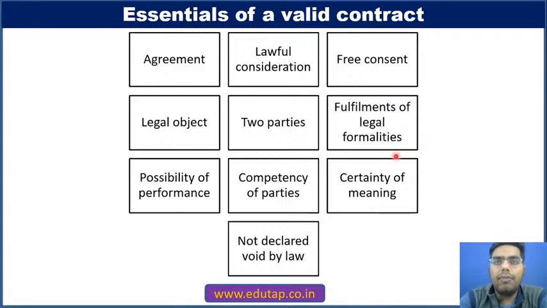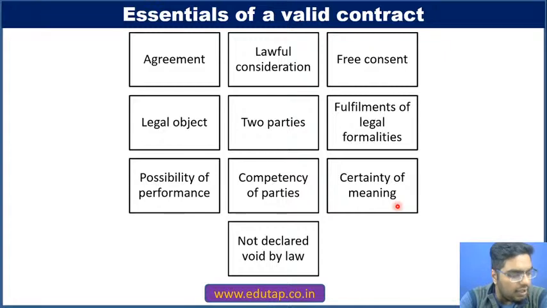There are some legal formalities: you should get it signed, you should get it notarized, it should be on A4 size paper or A3 size paper, and you should get it attested by a gazetted officer. So all the legal formalities should be fulfilled. Next is certainty of meaning, very important. What do you mean by certainty of meaning?